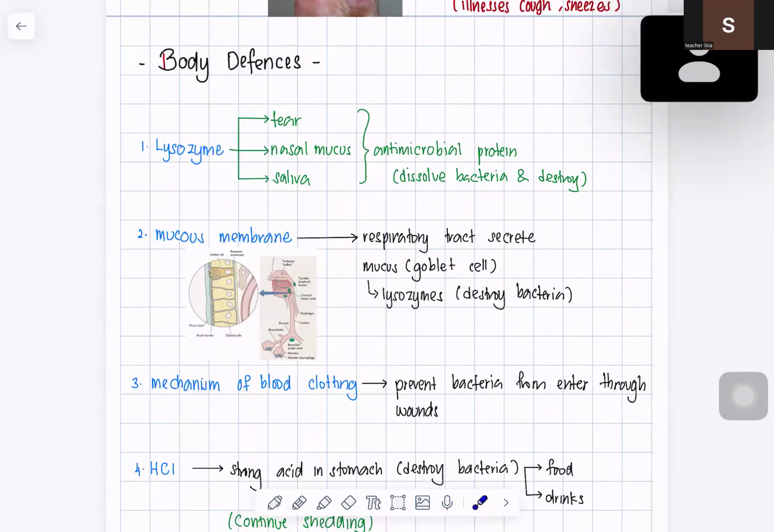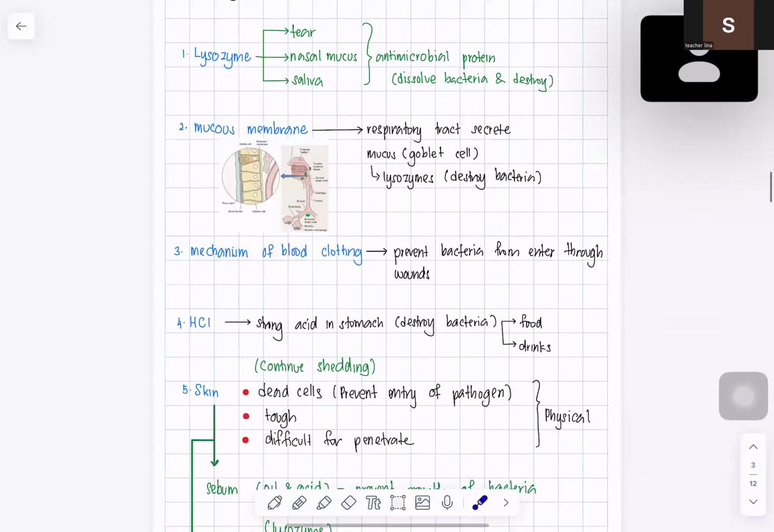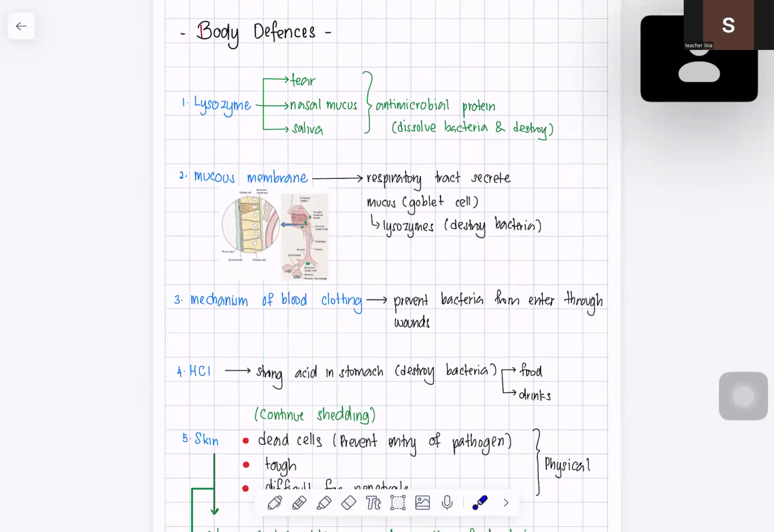So body defense, you have lysozyme. You have mucous membrane, you have the mechanism of blood clotting, you have hydrochloric acid, you have skin. Lysozyme is found in tears, nasal mucus, and saliva. All these three we call antimicrobial protein. They have antimicrobial protein which will dissolve bacteria and destroy them. Okay, lysozyme.